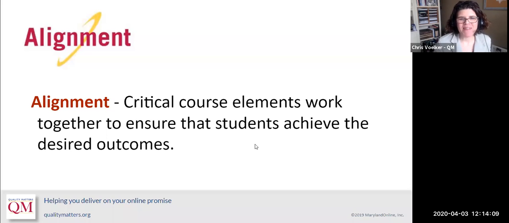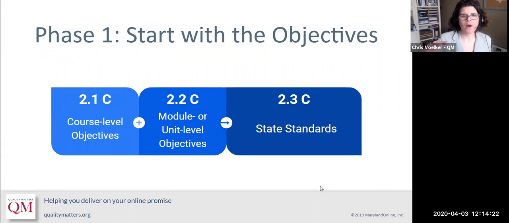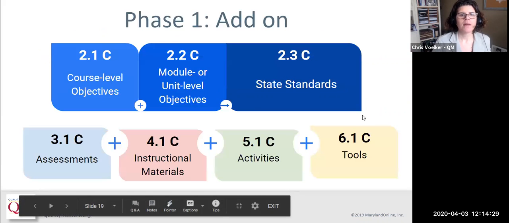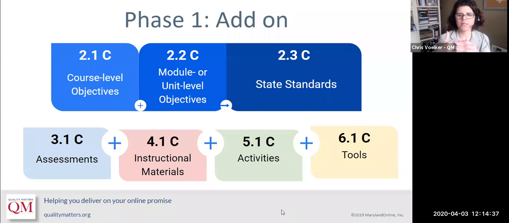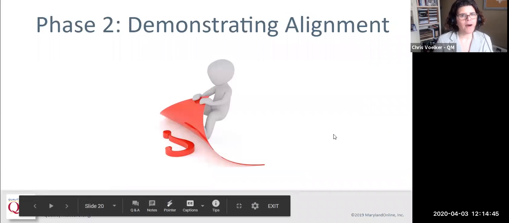So alignment means that all the critical course elements work together to ensure that students achieve the desired outcomes. So this is where we look at the objectives. Are the objectives in correlation to the state standards? That's phase one. So we're making sure that this is in alignment. The phase two part is making sure that everything else works coherently together. So the assessments, the instructional materials, the activities, and the tools, those are all working in tandem with one another. It's a tricky thing to figure out.